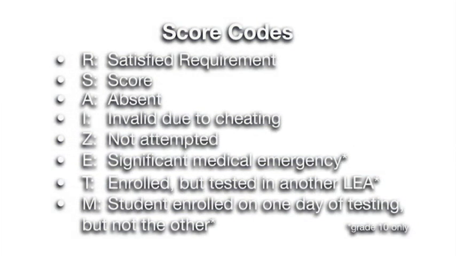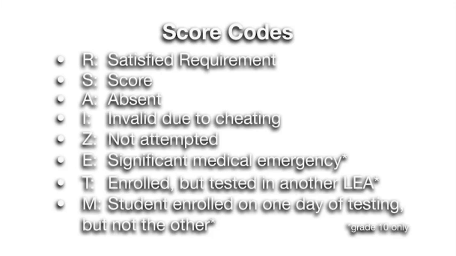R means the student has previously satisfied the requirement by passing the CAHSEE. S means to score the student's answer document. A means the student was absent. I means that the student was caught cheating and will not be scored on this part of the examination. Z must be marked if the student is present for testing but refuses to attempt any part of the examination, or the student is assessed with the CAPA. Students who will be assessed with the CAPA are coded in box 23 for AYP purposes.